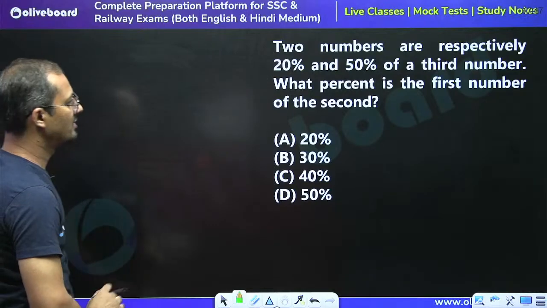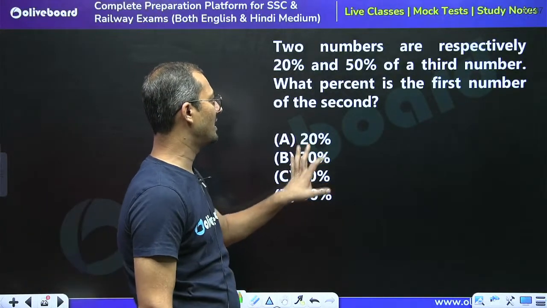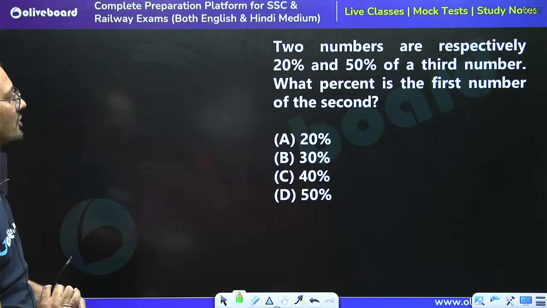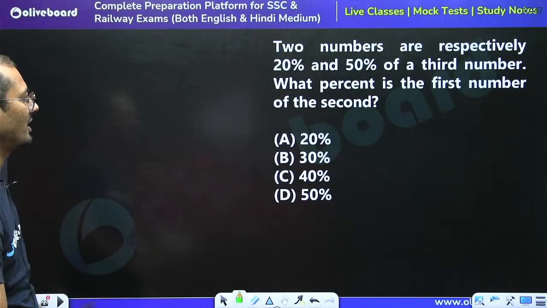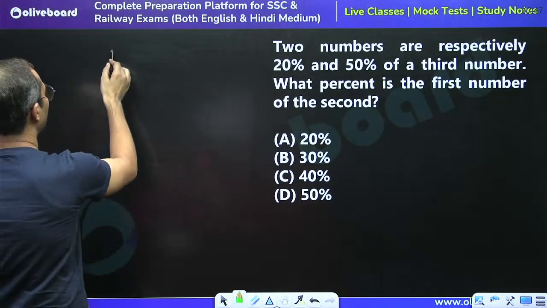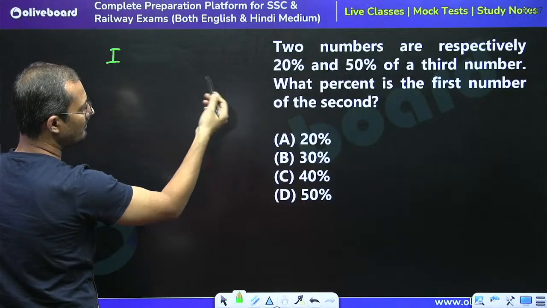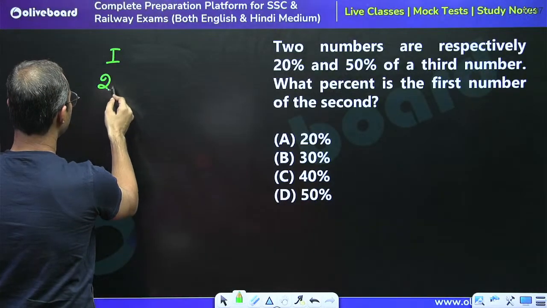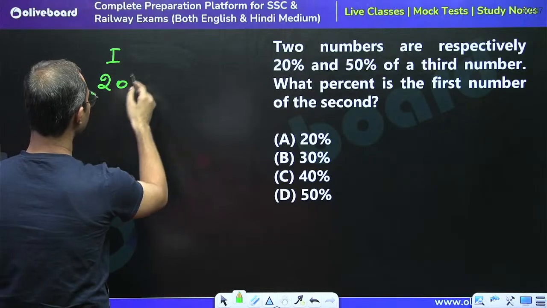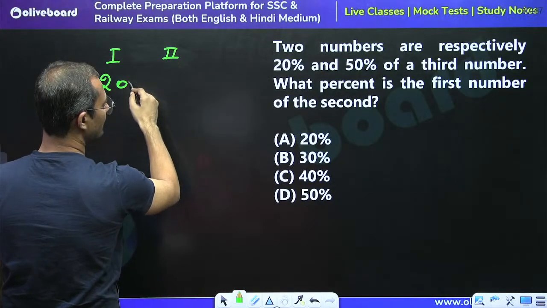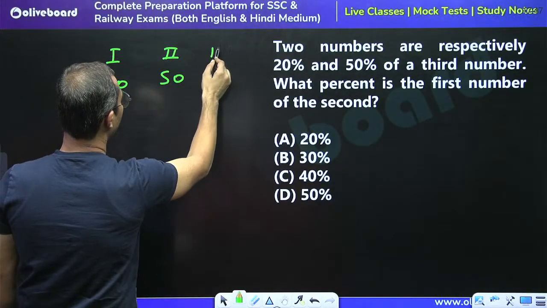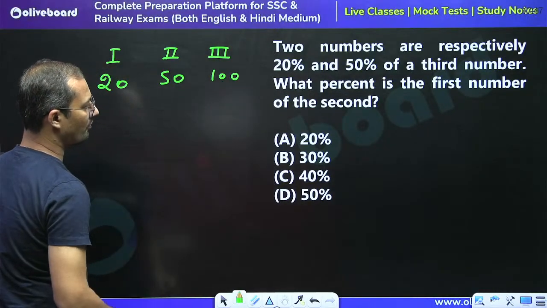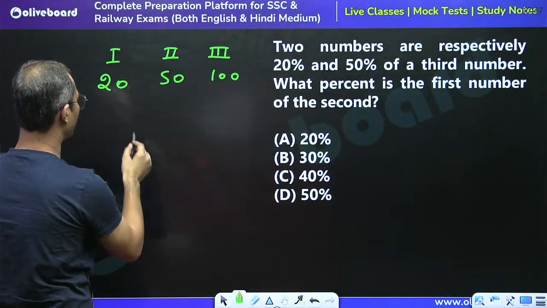Moving to the next question, tell me what is the answer. Two numbers are respectively 20% and 50% of a third number. So the first number is 20, the second number is 50, and the third one is 100.